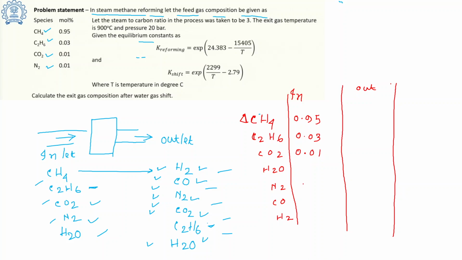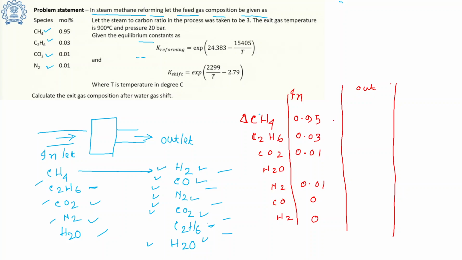And nitrogen 0.01. Carbon monoxide inlet, there is no carbon monoxide. Let's assume that there is no carbon monoxide in the inlet and there is no hydrogen in the inlet, because we are producing hydrogen. Is it clear? This line is clear? Yes, yes, yes. Okay. Next is the outlet.